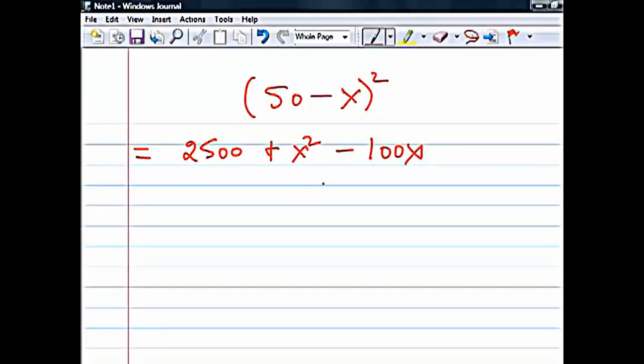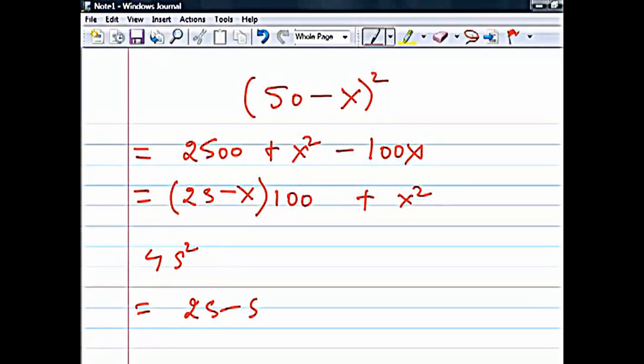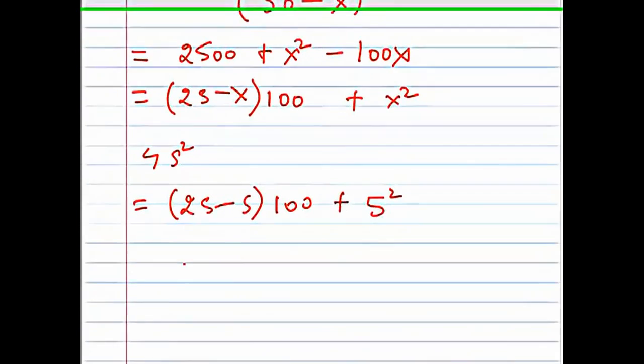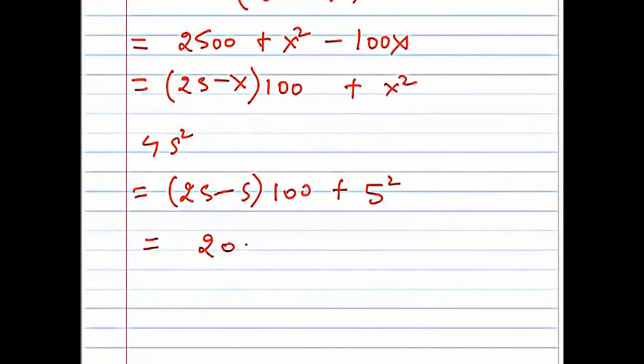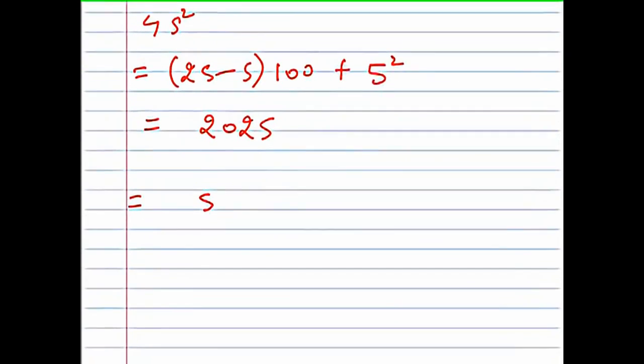Now it can be again written as 25 minus x into 100 plus x square. Now if I have to do the 45 square, it's simple. I have to write 25 minus 5 into 100 plus 5 square. This is equal to 25. And I have to do the 55 square.